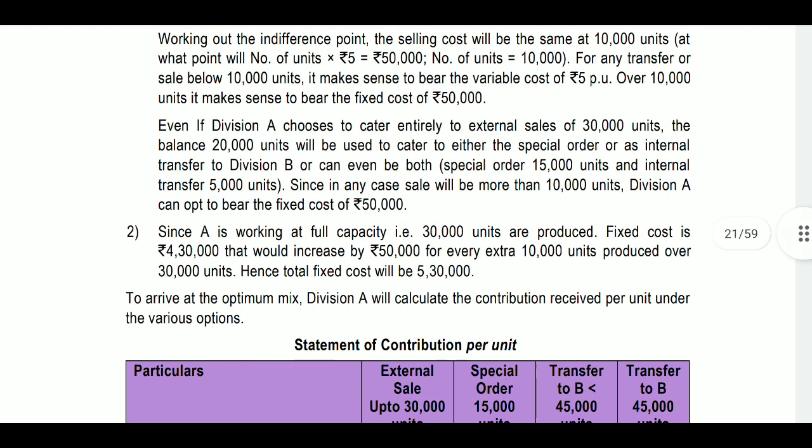Next, since A is working at full capacity, that is, maximum external sales will be 30,000 units produced, and we have a fixed cost of 4,30,000. The fixed cost will increase by 50,000 rupees. We have discussed that 50,000 is for each extra 10,000 units produced over 30,000 units. So the cost will be 4,30,000 plus 50,000 plus 50,000. Above 10,000, 50,000, and above another 10,000, 50,000. So 1 lakh will be added. 4,30,000 plus 1 lakh is the fixed cost.